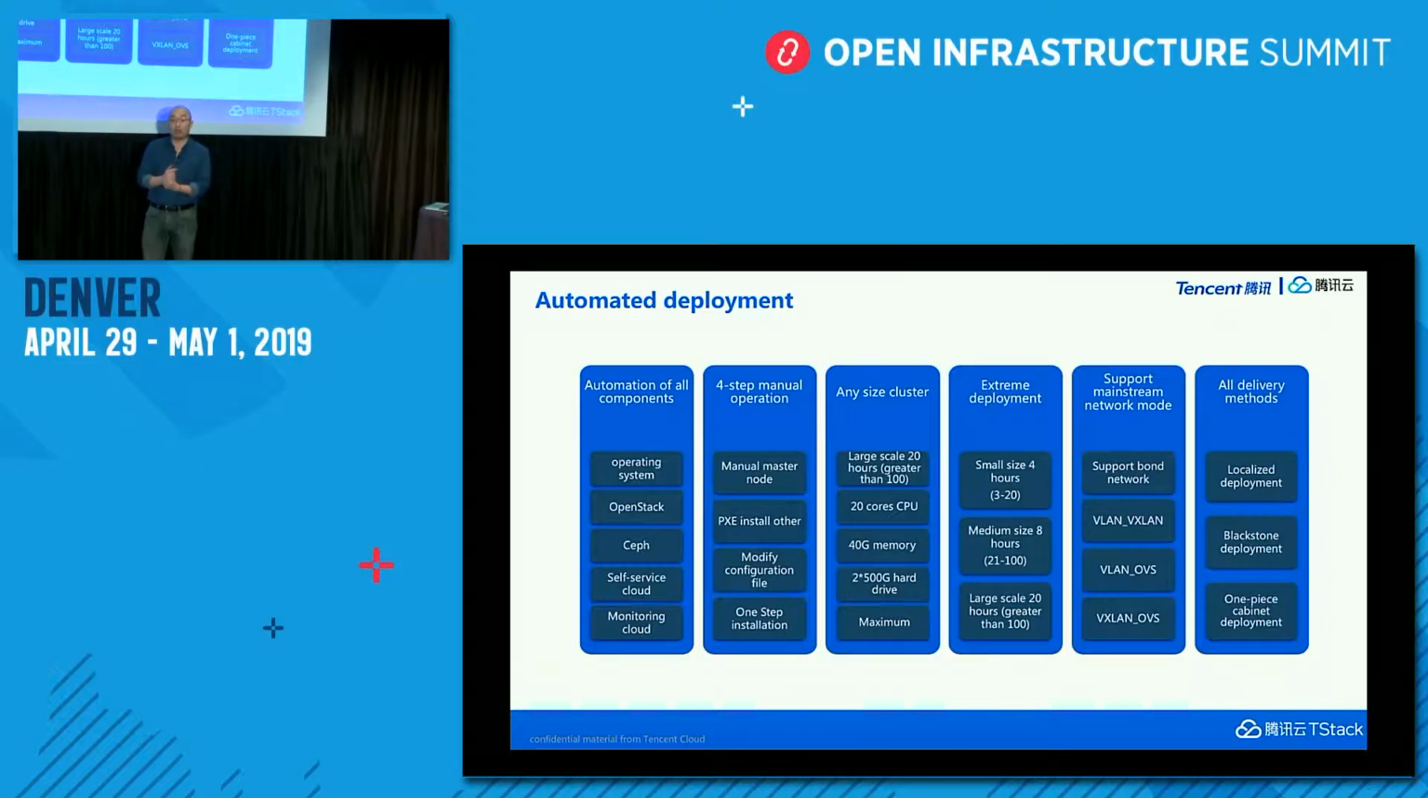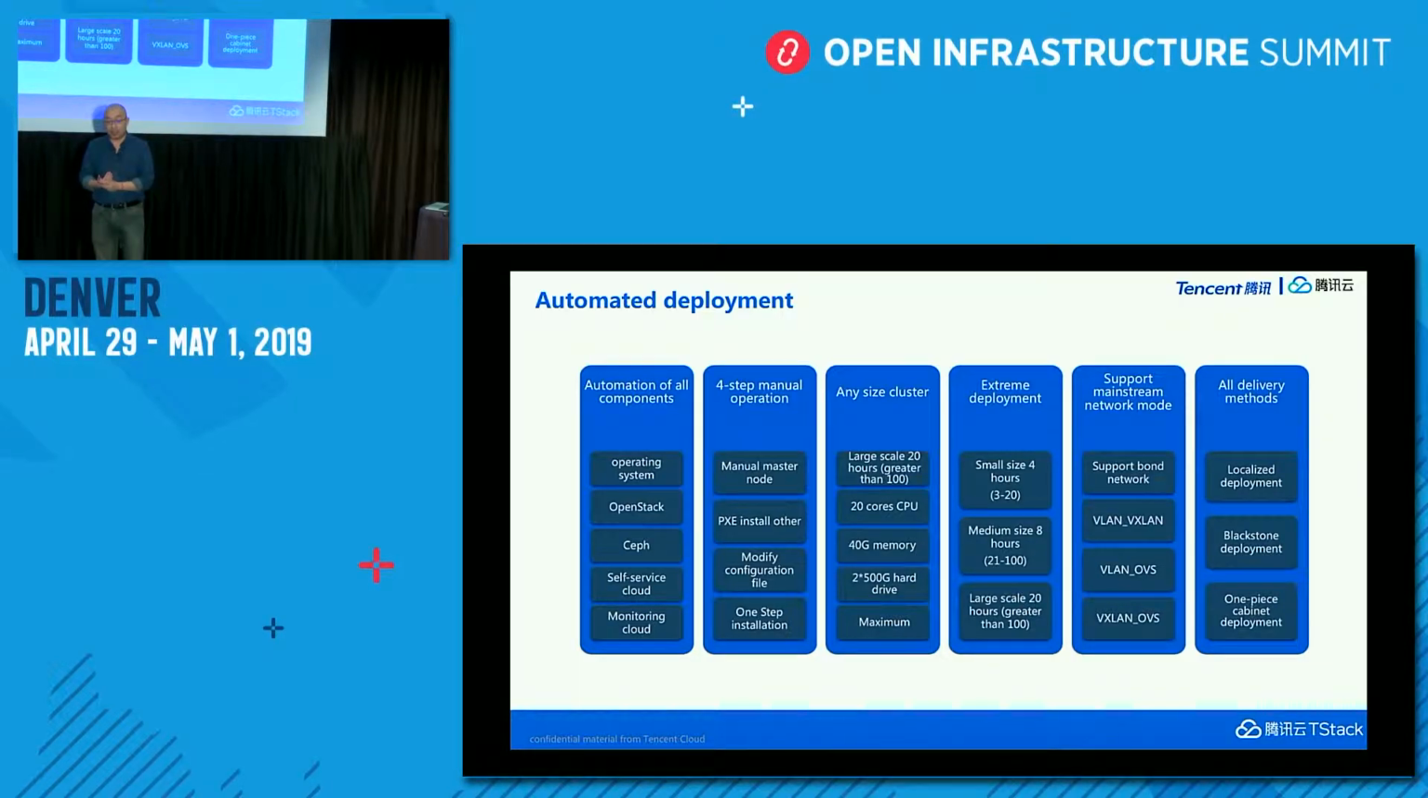And for this reason, we developed internally a very efficient automated deployment toolset. It means that we can have different offers which are all automatically deployed, like the operating systems, like OpenStack, our Tencent T-Stack self-service and monitoring systems. Later, we have the four-step manual operations that we can provide just for the operating systems and for the master node, for the compute nodes, or for the storage nodes. So that it can be used for any size, any scale, small scale or large scale, and any capacity.